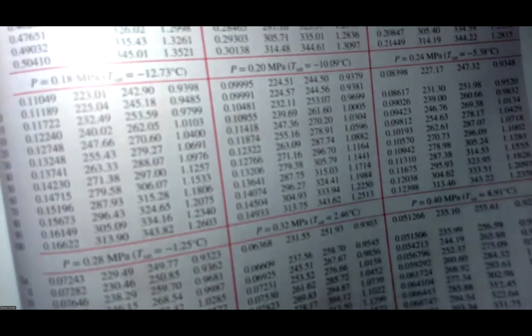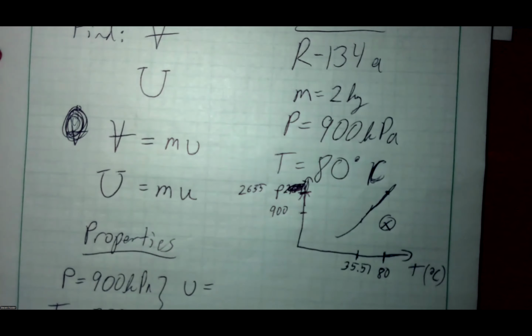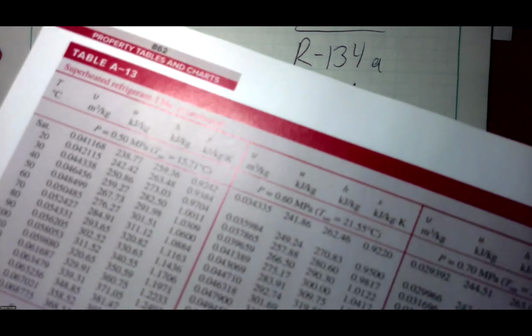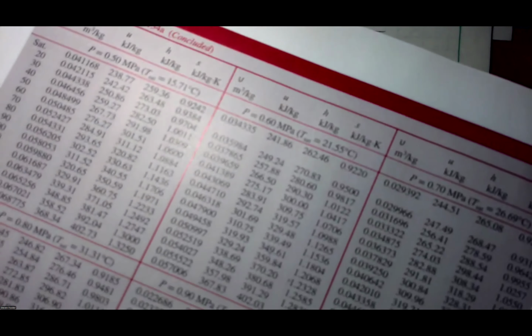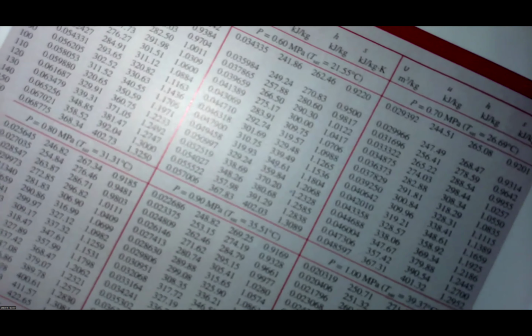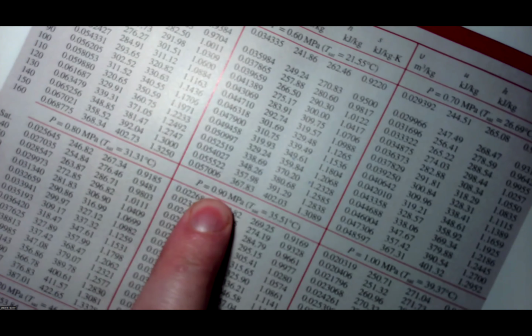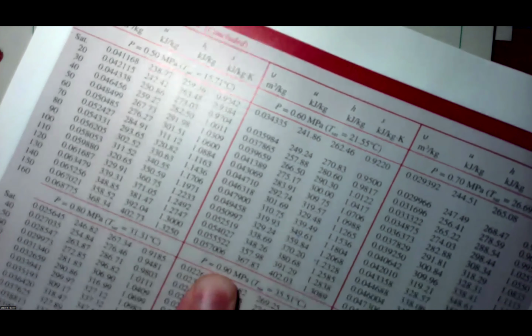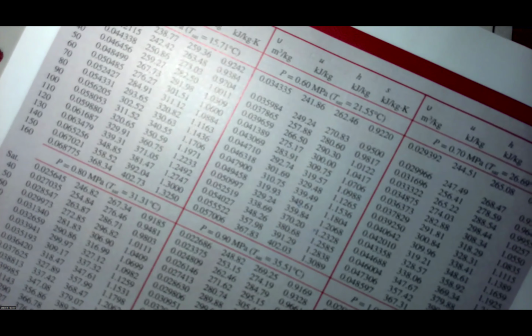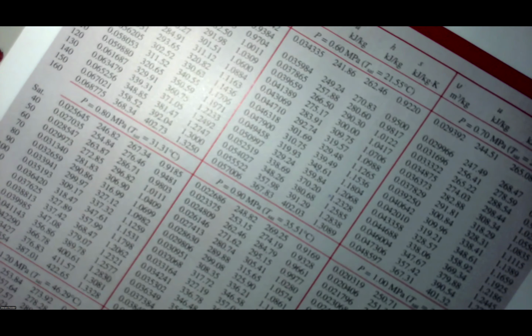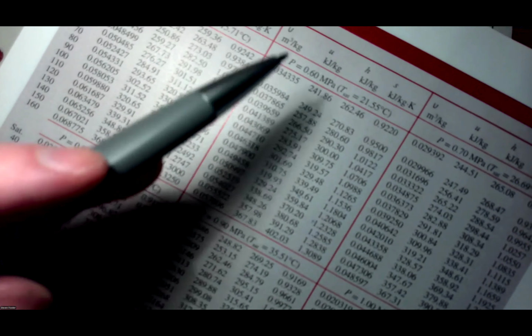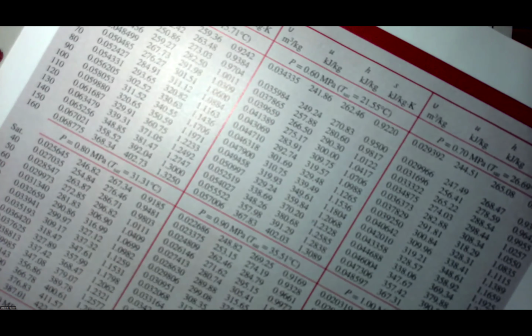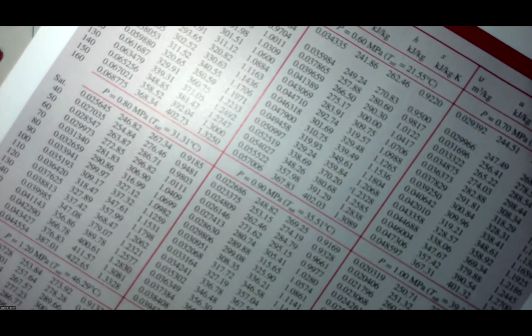This page goes all the way down to 40 megapascals. We're up here at 900 kilopascals, that is 0.9 megapascals. That's this block here. So superheated R134, 0.9 megapascals, that's 900 kilopascals. This column is volume, this column is internal energy, right?